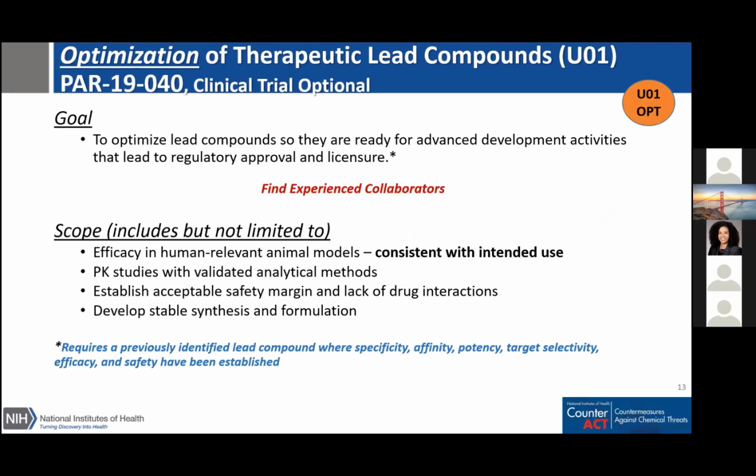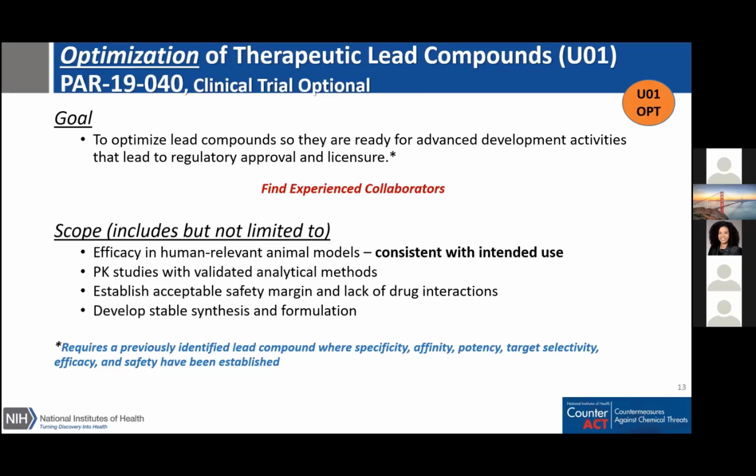The next U01 is for more advanced studies where a lead compound has already been identified. And the goal at the end of the 4 to 5 year project is an optimized lead compound ready for advanced development activities that lead to regulatory approval and licensure. In this case, it is recommended that you find experienced collaborators and seek expertise in drug development.